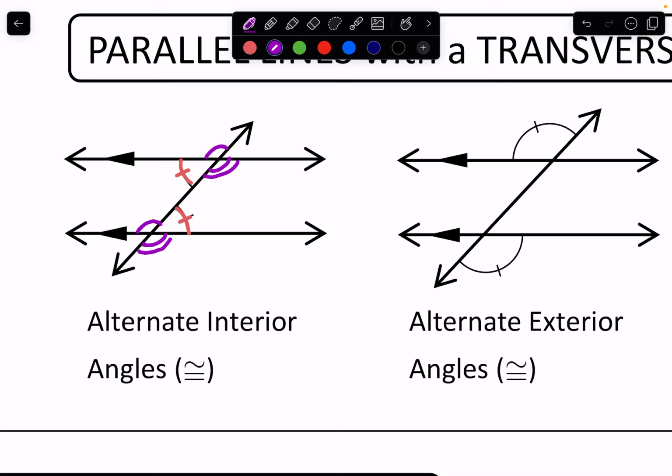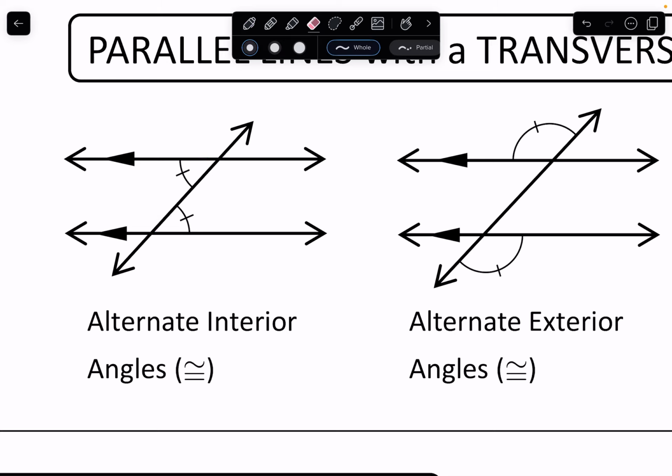Or if it's a book or a problem that doesn't use the multiple lines, they might mark it with 2 tick marks instead of 2 curves to show you that they're congruent. Just make sure you understand that's what these little tick marks mean: this angle and this angle are congruent.